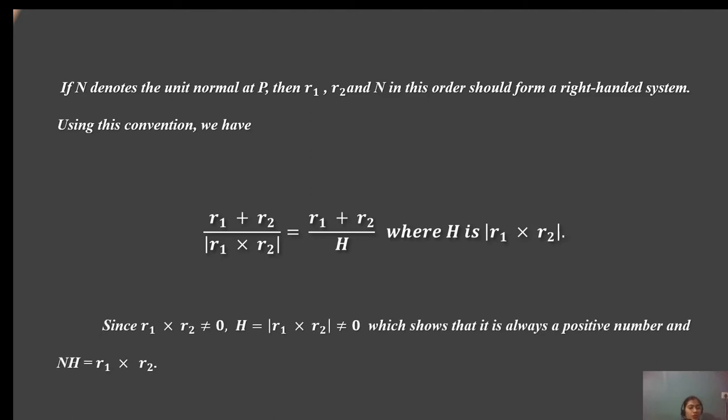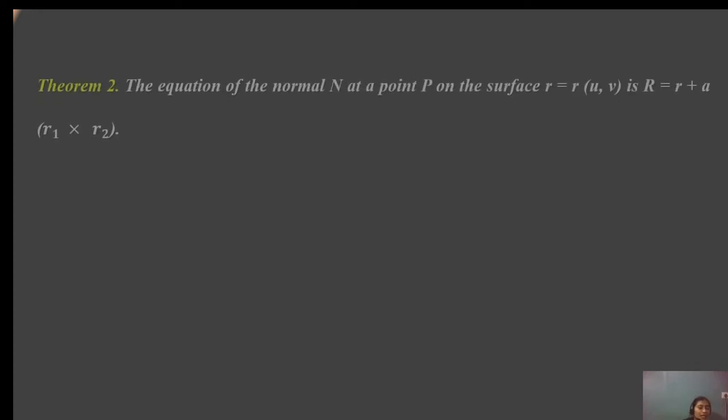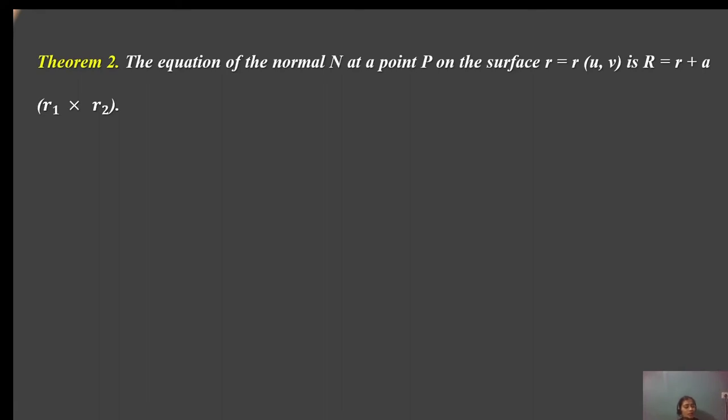Okay, since you know that R1 cross R2 is not equal to 0, hence H, the mod of R1 cross R2, is not equal to 0. We show that it is always a positive number, and nH equals R1 cross R2. Okay, n is the normal and H is given by this right-handed rule.